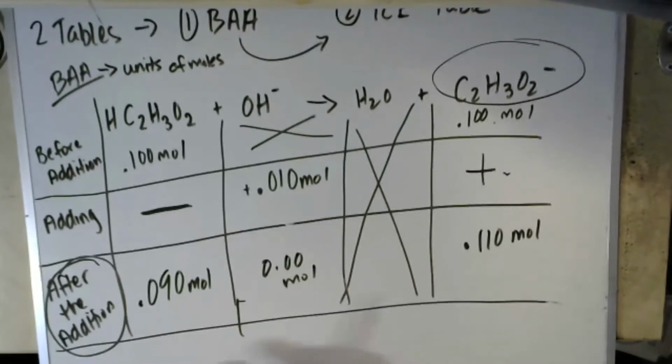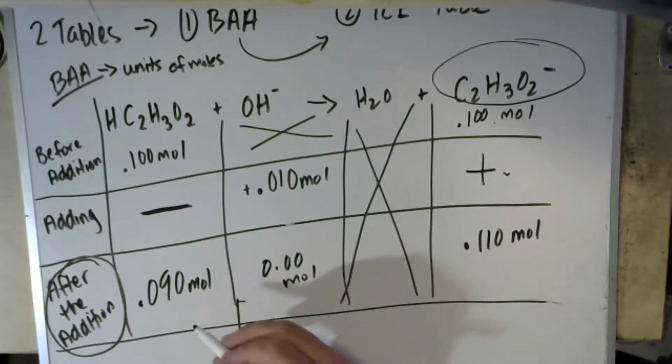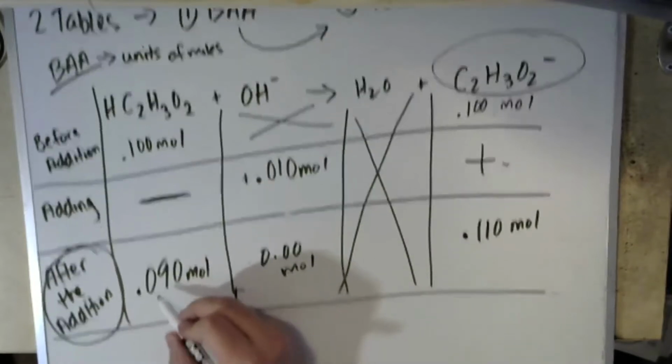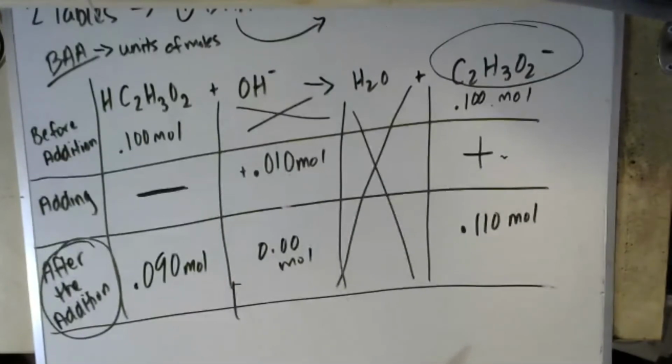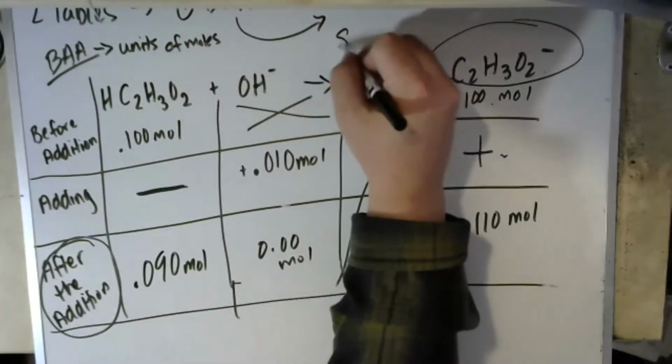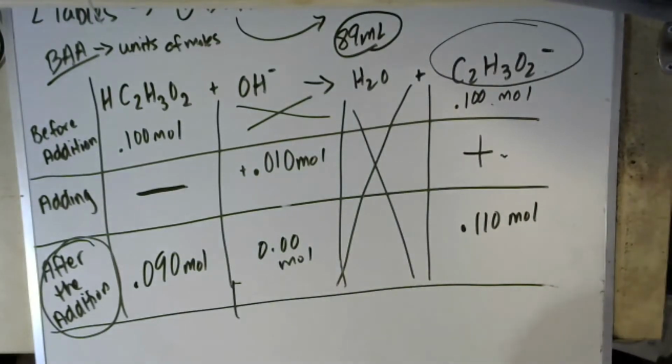Okay, so now that I have this row, this after the addition row, I need to use this information and put it into an ICE table. But my ICE table needs to be in terms of concentration. Okay, so I'm going to want to go back to that volume value I was given and turn these mole values into concentration values. Okay, so I'm going to move this up a little bit so we can do that. So I had 89 milliliters of solution total. That's what my problem told me. I have 89 milliliters of this buffer.